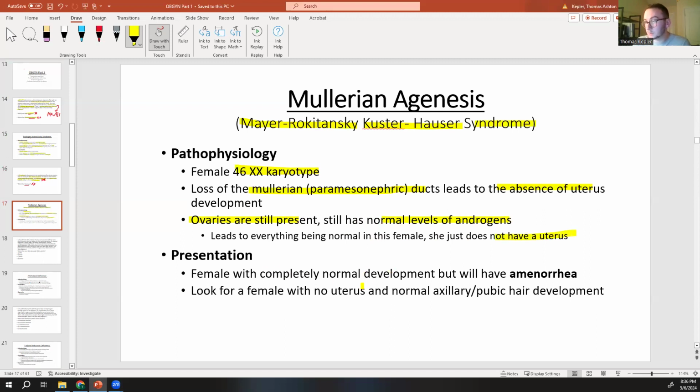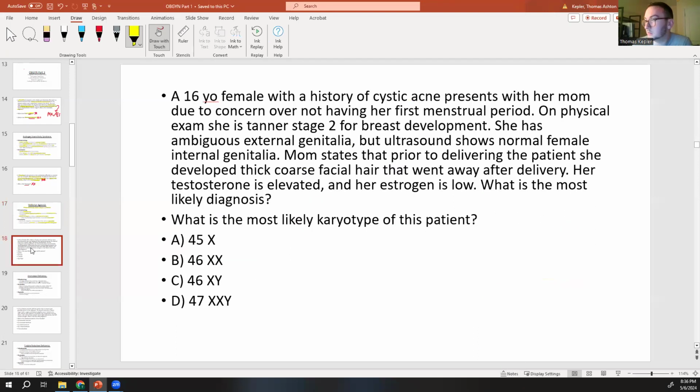Presentation-wise, it'll be a female, completely normal development, but then they have amenorrhea. And look for a female, no uterus, and normal axillary and pubic hair development, because that means, hey, there's one isolated problem here. It's just the Mullerian ducts didn't develop. That's pretty much all you need to know about these things. You don't really need to know how to treat them. It's just identifying them and knowing some of the pathophysiology behind them. All right, so moving on, go ahead and read this one.